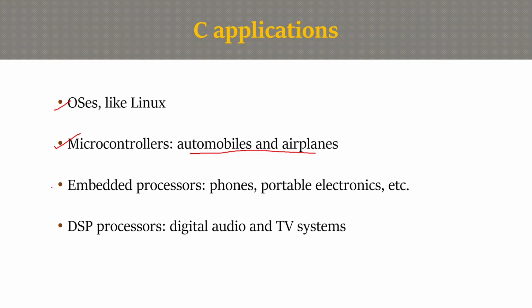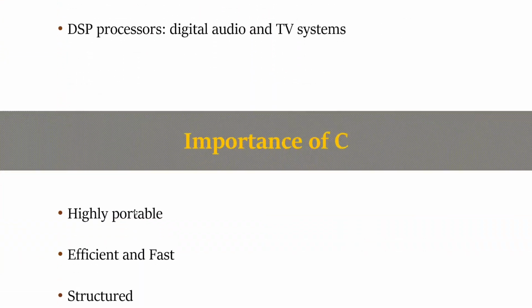Then we have embedded processors and DSP processors. Embedded processors include phones and portable electronics, and DSP, digital signal processing, includes digital audio and TV systems. The C programming language is used to program some of the specific tasks in these processors.